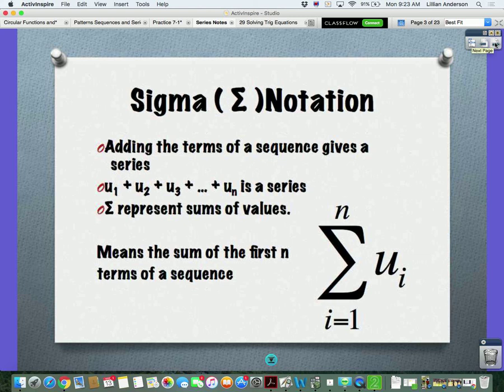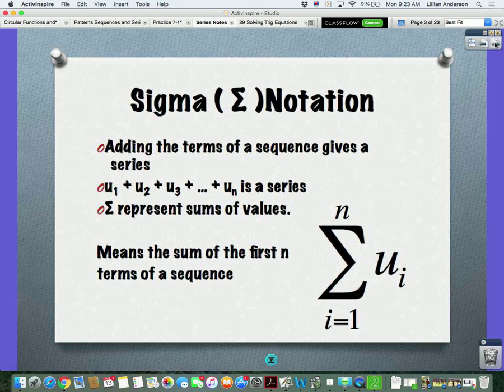So, sigma notation, it is that funky looking E that you've probably seen at one point in time in your math life. It basically is the notation used for adding terms of a sequence. And when you add the terms of a sequence, it gives you a series. So there's a difference between an arithmetic sequence and an arithmetic series. Not too much difference. Instead of commas, they're just pluses. That's really the difference.